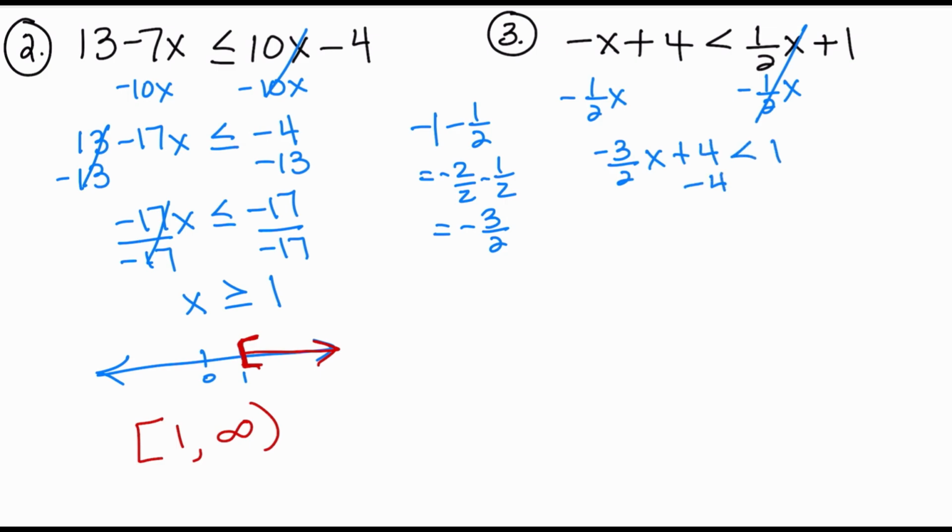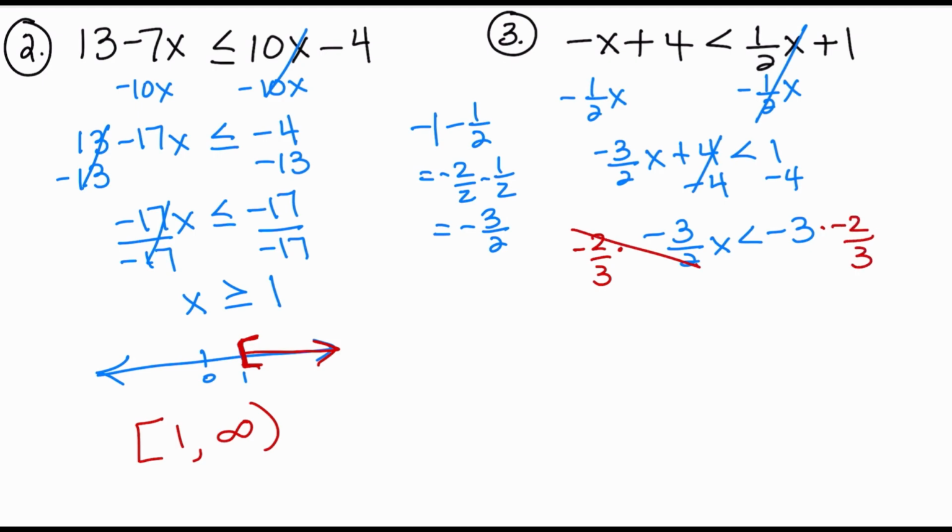Go ahead and subtract 4 from both sides. We get negative 3 over 2x is less than negative 3. One of the things that I can do to get rid of the fraction on the left is multiply by the reciprocal. The reciprocal of negative 3 over 2 is negative 2/3. So I multiply both sides by negative 2/3.